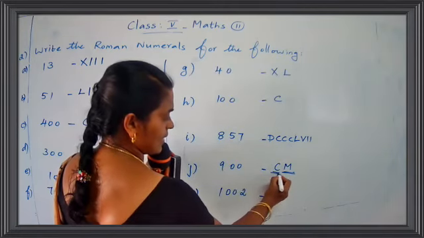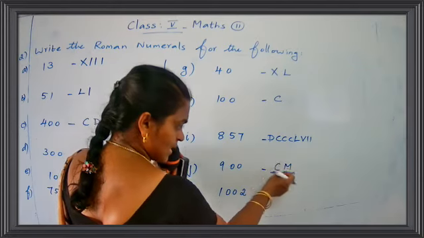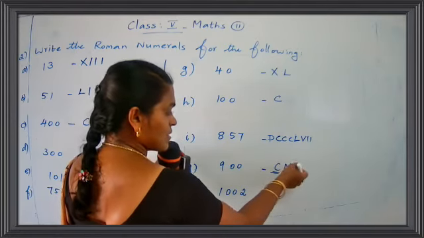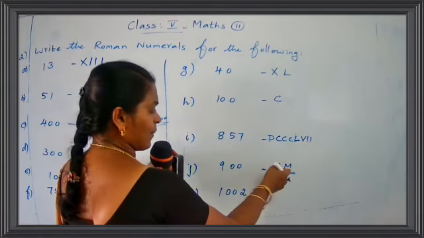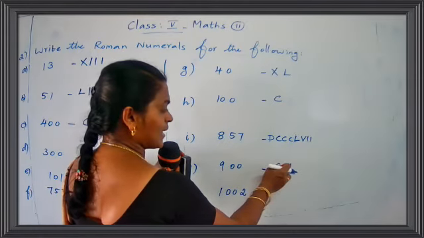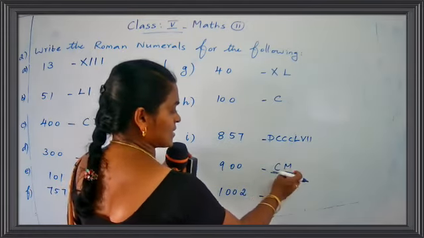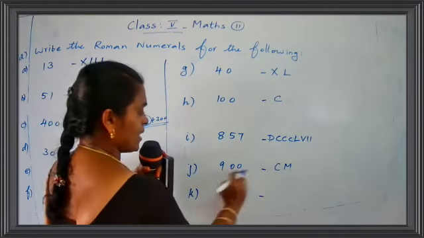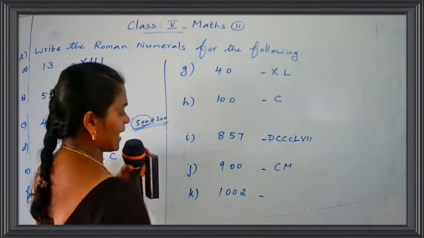M is 1000, C is 100. What have we done with C? We placed it before the large number. M is the 1000, so when we place a smaller numeral before a large number, it is to be subtracted. So that's why your answer is CM. So CM stands for 900.